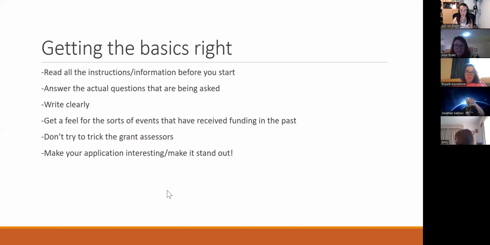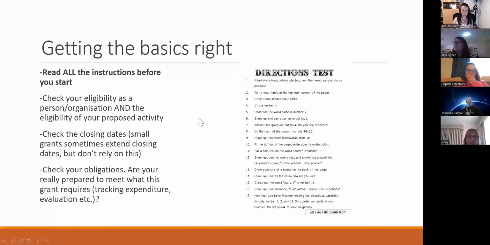Don't try to trick the grant assessors. That relates to budgets, and we'll come back to that in a minute. And finally, as was mentioned first, make your application interesting. Make it stand out. As I said, you start to fall asleep, all the applications start to sound the same. So make your application something that's going to wake someone up after they've had 10 or 20 applications and they're dying for a coffee. Make yours stand out so that people pay attention. So we'll talk about these in a bit more detail.